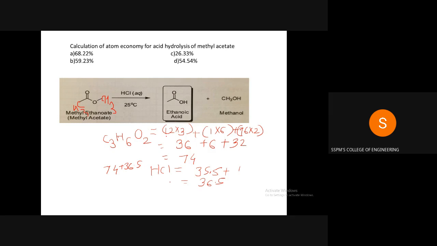To calculate it, you have CH3COOH, which means C2H4O2. Then you can calculate the molecular weight of this ethanoic acid and then calculate the atom efficiency. The total here is 110.5. So 36.5, 60 and 74. If you calculate it, you will get the product. We have now calculated the molecular weight of the product.